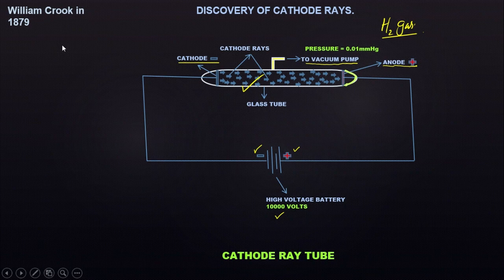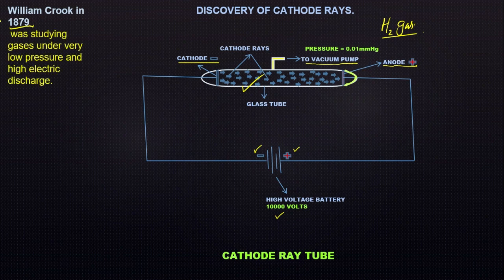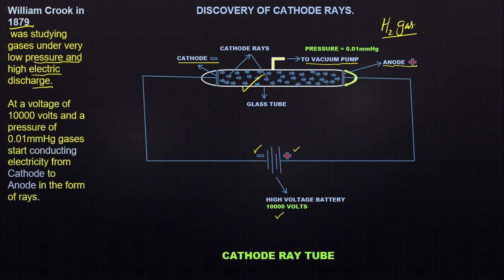So who was the scientist who first tried to conduct electricity through gases? He was none other than William Crookes, in 1879. Crookes was studying gases under very low pressure and high electric discharge. What he observed was that at high voltage, about 10,000 volts, and a pressure as low as 0.01 mm of Hg, gases start conducting electricity from cathode to anode.